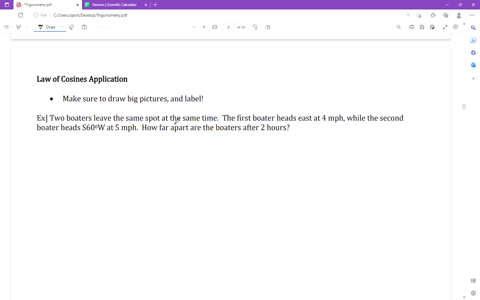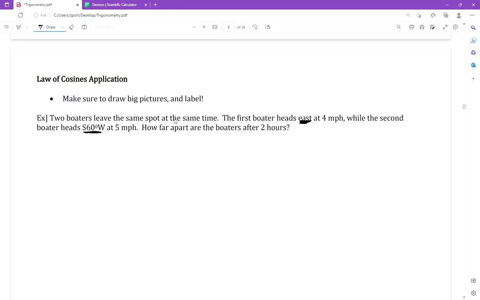So here we've got two boaters leave the same spot at the same time. The first boater heads east at 4 miles per hour, while the second boater heads south 60 degrees west at 5 miles per hour. How far apart are the boaters after 2 hours?